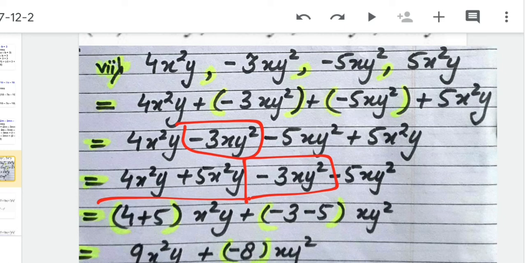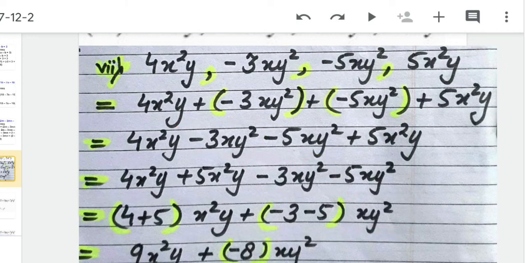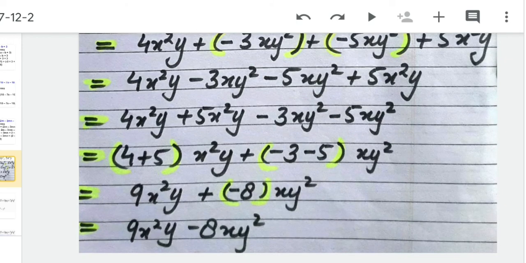Now we have to take the algebraic factor as common. So (4 + 5) and x²y outside the bracket, here (−3 − 5) and xy² outside the bracket. After solving the bracket, we have 9x²y. Here we have minus 8xy². So this is our answer.